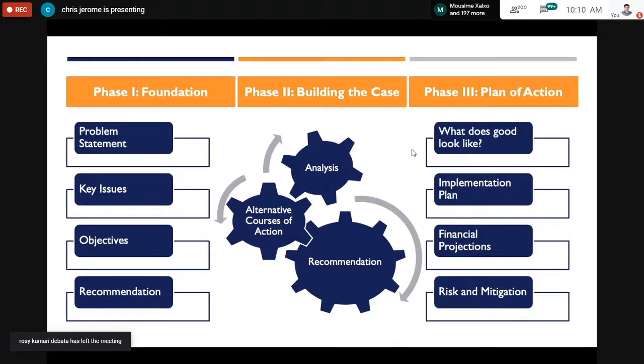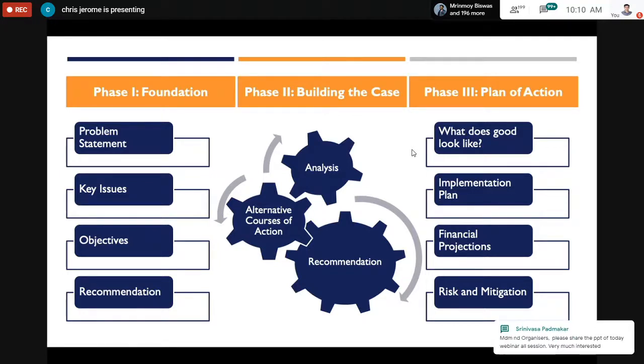The third part of the foundation is laying out the objective. So what is the student or the group of students trying to achieve? Listing that out in three or four bullet points is absolutely important. And ultimately, as part of phase one, I would suggest stating the recommendation up front. So we know the case, we know the problem, and it'll be great if the students can say up front what the recommendation is, so no one is guessing.